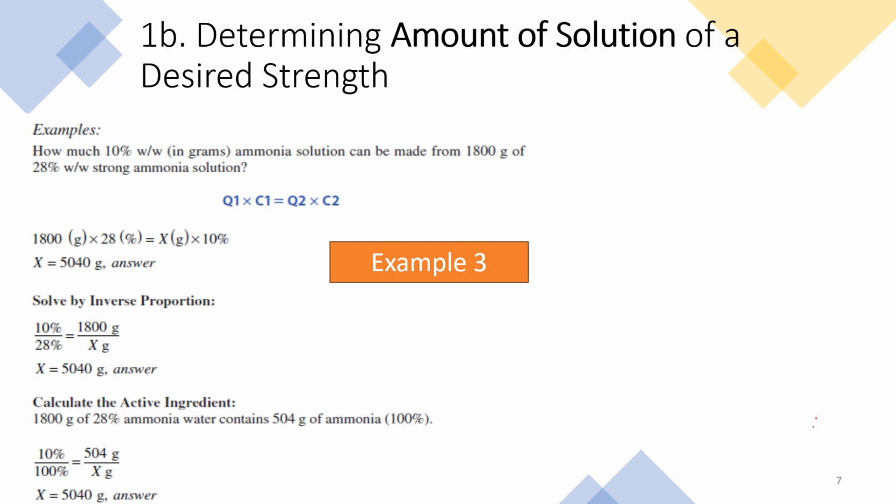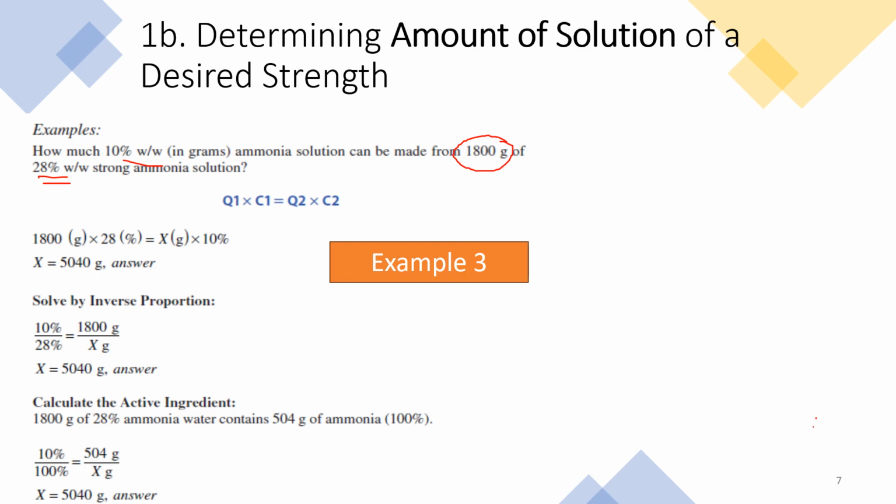In the first learning objective, there are a few calculations that you need to know. The previous one is the dilution and concentration of liquids. So in B, you need to determine the amount of solution of a desired strength. For example, in this question, it's stated: how much 10% weight over weight ammonia solution can be made from 1,800 gram of 28% strong ammonia solution? As I've mentioned before, in this first learning objective, just remember the Q1C1 equal to Q2C2 formula.